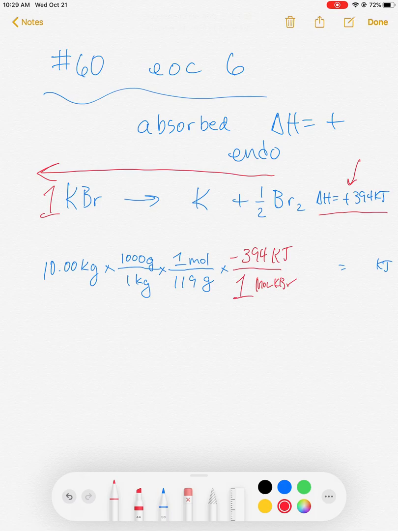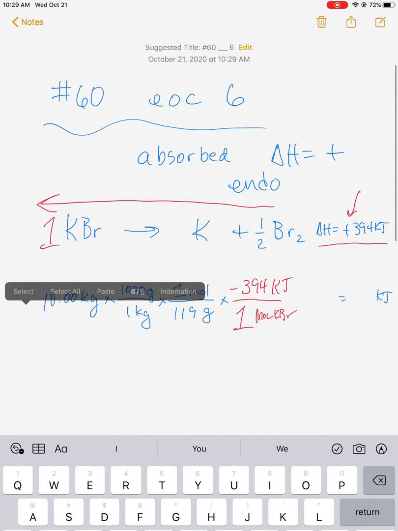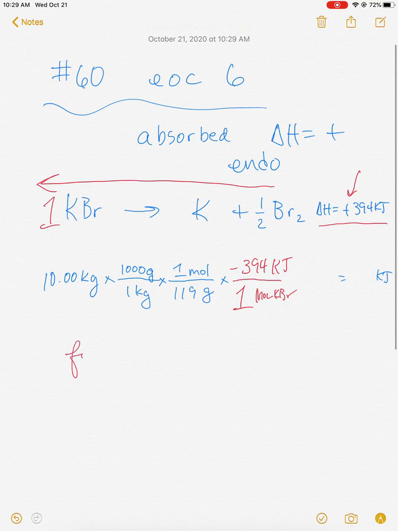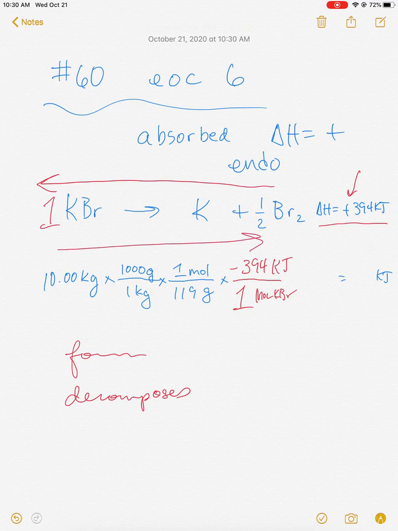So be careful about things on problems where it says we're going to either form that compound, or it decomposes. Okay, think about which direction that equation is going to go. If it's decomposing, it's going this way. If it's forming from its elements, it's going this way.